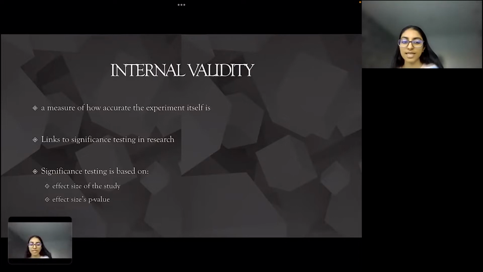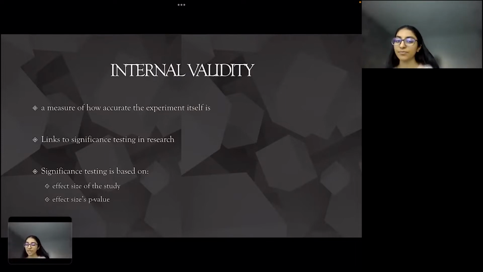Internal validity links quite nicely as well to significance testing in research. Most of you have probably heard about significance testing, but I'll just cover it a bit as a good refresher. Significance testing helps you know if the results that you've obtained are a consequence of random chance or of the independent variable due to experimental manipulations, i.e. because of the independent variable changing. And it also tells you the likelihood of it being either of those things.